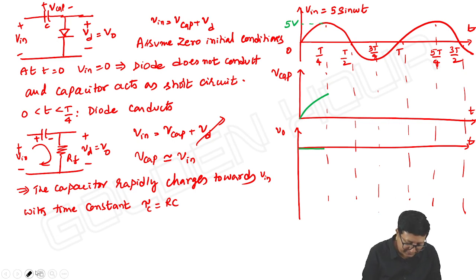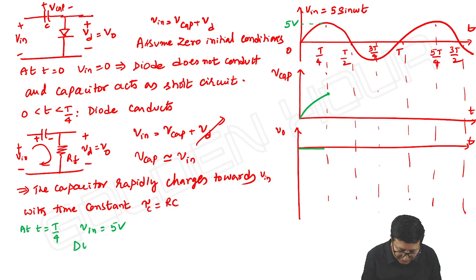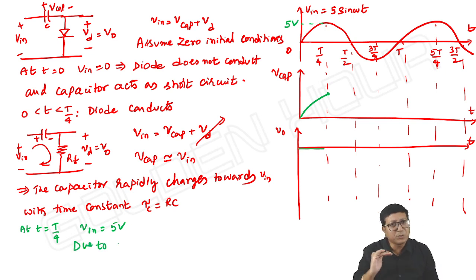Now at t is equal to T by 4, V input is reaching its peak amplitude of 5 volts. And due to a small delay, because the input is rising on its own, next the capacitor is trying to capture the input. It is like a teacher delivering some lecture and the student following what the teacher is explaining. There is a small delay.